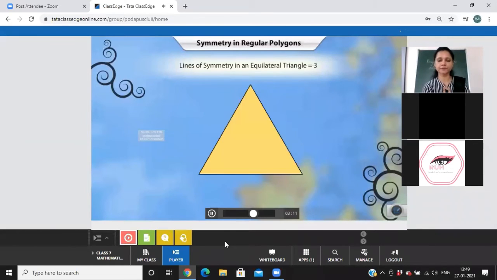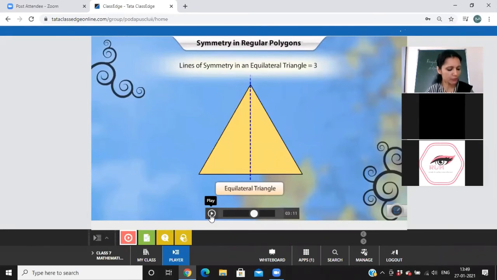Now let us observe the lines of symmetry in these figures. First we will check out how many lines of symmetry an equilateral triangle has, and then we'll watch this video. So pick up your equilateral triangle. This is an equilateral triangle. Now we'll fold it along the line from all the vertices. Let's fold it like this. All of you are doing it, no? Yes, ma'am. See, the two halves are coinciding with each other. That means it has this vertical line of symmetry.